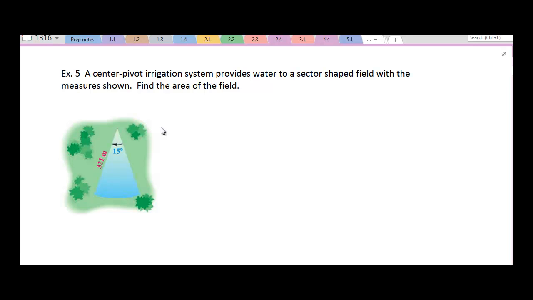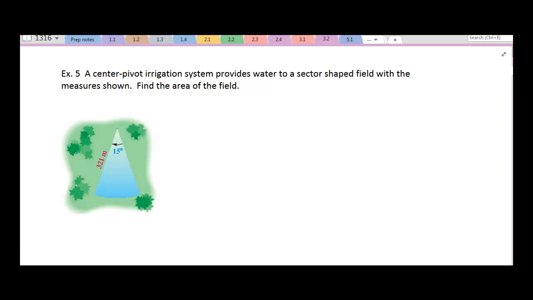So let's look at two examples of when we might actually use the area of a sector. In this first example we're looking at here, it's talking about a center pivot irrigation system. If you're familiar with these, you might see in a field out there where they have an irrigation system that would rotate along the land to obviously irrigate it for their crops. And that's what this is describing.